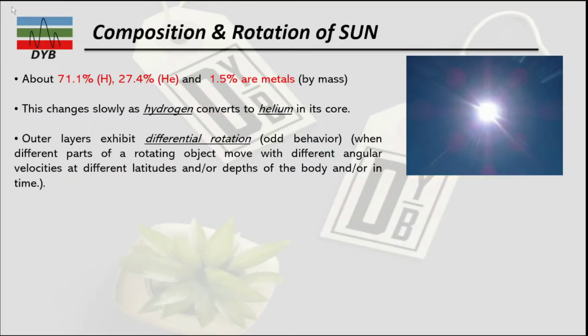So now we'll be looking at the composition and rotation of the sun. The composition, as we have already looked at before, is about 71% hydrogen, 27% helium, and 1.5% metals by mass. These change slowly as hydrogen converts into helium in its core, and the outer layers exhibit differential rotation, which is when different parts of the object move at different angular velocities at different latitudes or depths of the sun.